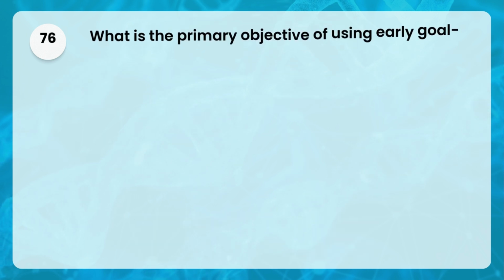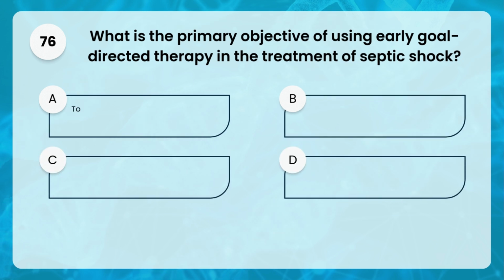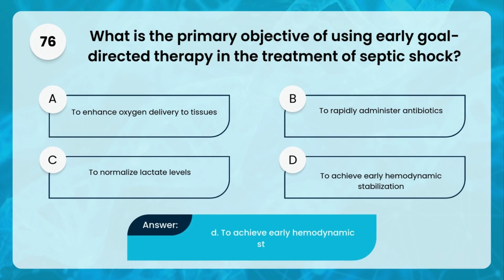Number 76. What is the primary objective of using early goal-directed therapy in the treatment of septic shock? A. To enhance oxygen delivery to tissues. B. To rapidly administer antibiotics. C. To normalize lactate levels. Or D. To achieve early hemodynamic stabilization. The answer is D. To achieve early hemodynamic stabilization.